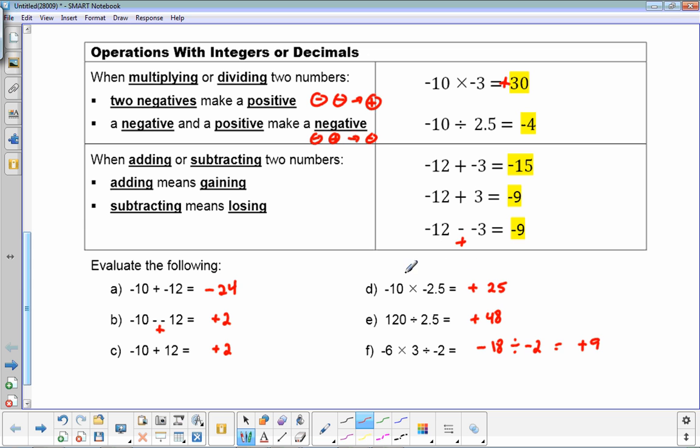Here I'm multiplying, so a negative and negative gives me a positive. Positive and positive is positive. A negative and a positive gives me a negative. So I have negative 18 for the first side. Then I divide it by negative 2. Negative and negative gives me positive, and that's my final answer. Okay, so just practice, make sure you're proficient.